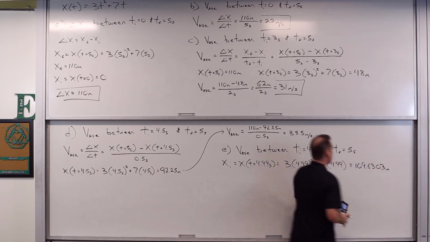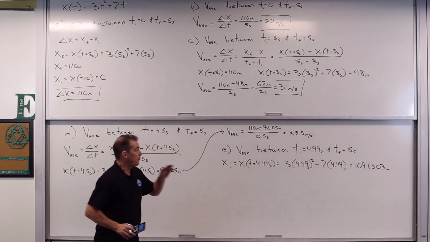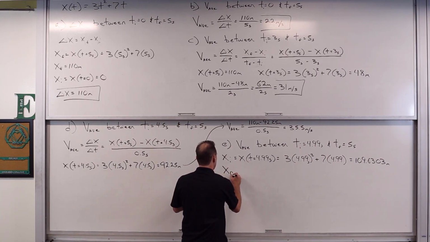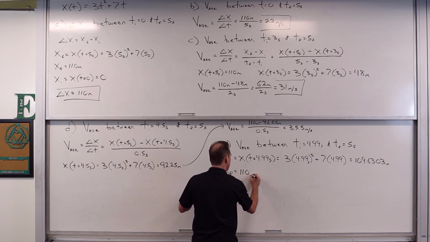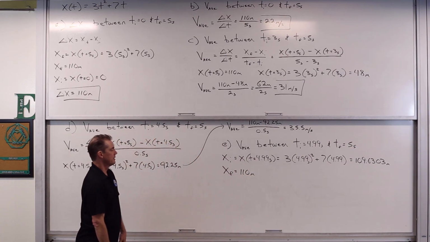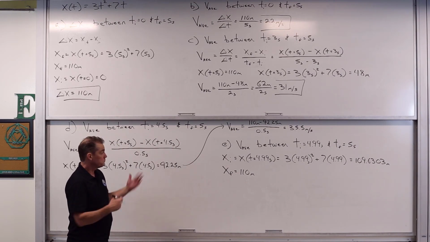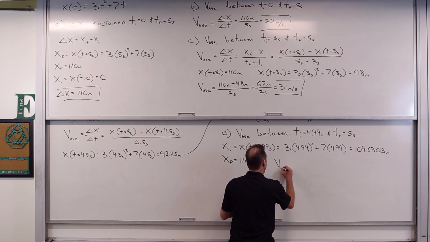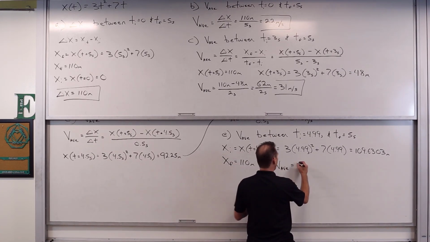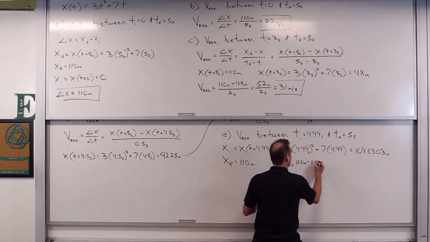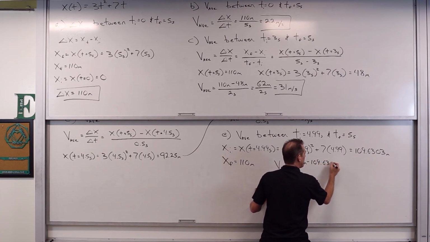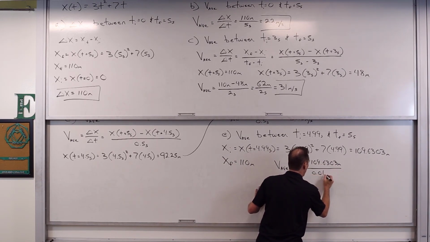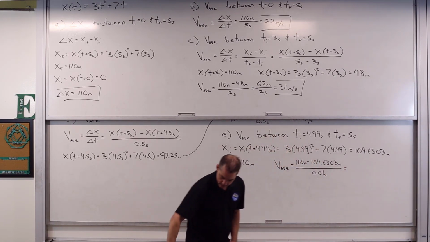109.6303 meters. So that is the position that we're at 4.99 seconds, and we already know x final is equal to 110 meters. That's it, t equals 5 seconds. So what do we need to do? Take the difference between those, divide it by the time interval. So we've got v average. It's going to be equal to 110 meters minus 109.6303 meters divided by 0.01 seconds.